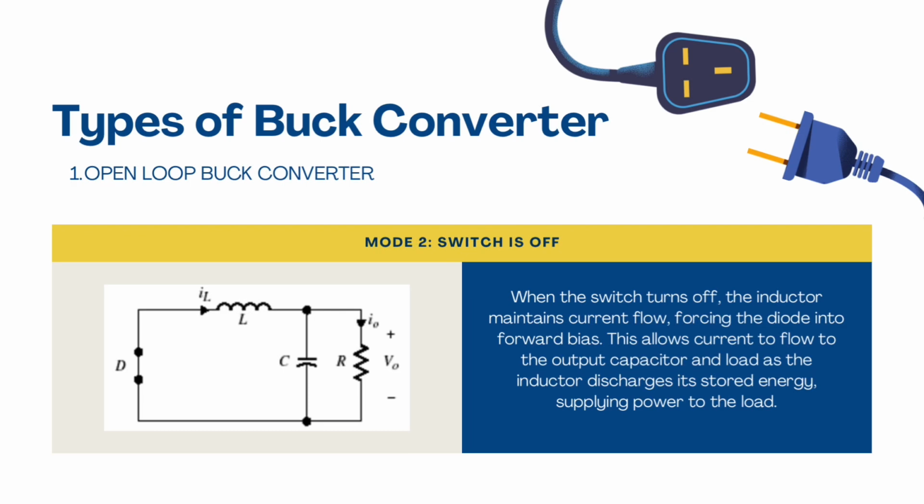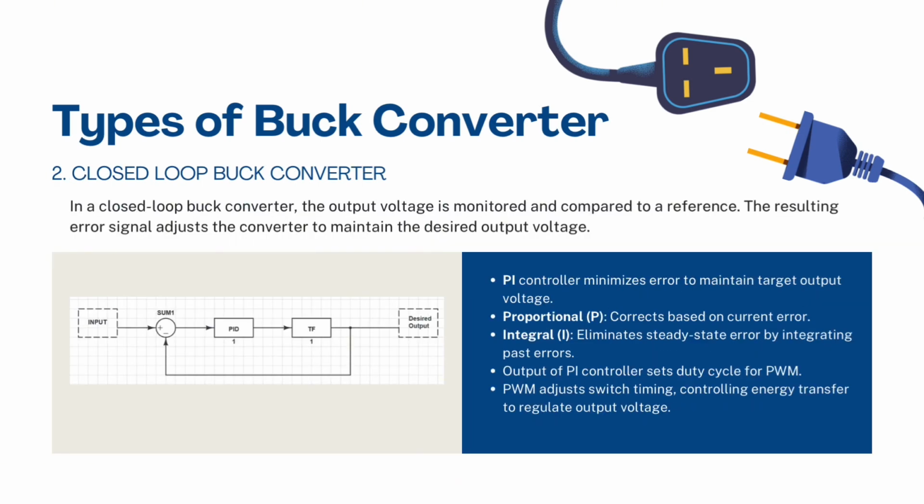Next, the second type of buck converter is closed loop buck converter. In this buck converter, the output voltage is monitored and compared to a reference, which means there is a feedback loop. The resulting error signal adjusts the converter to maintain the desired output voltage. In this buck converter, there is a PI controller which minimizes error to maintain target output voltage.